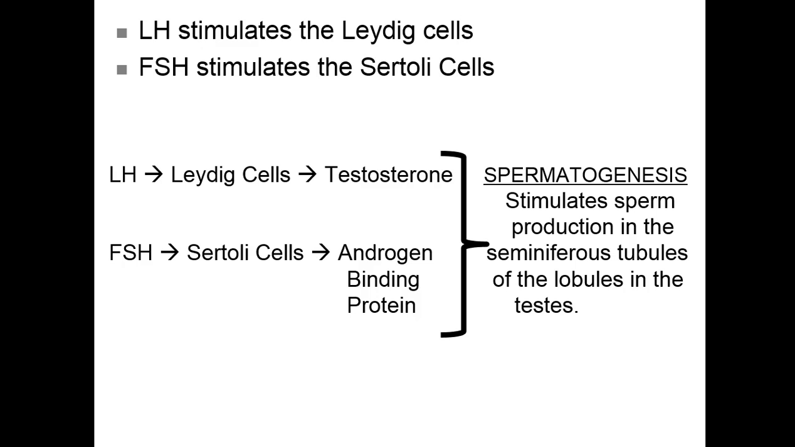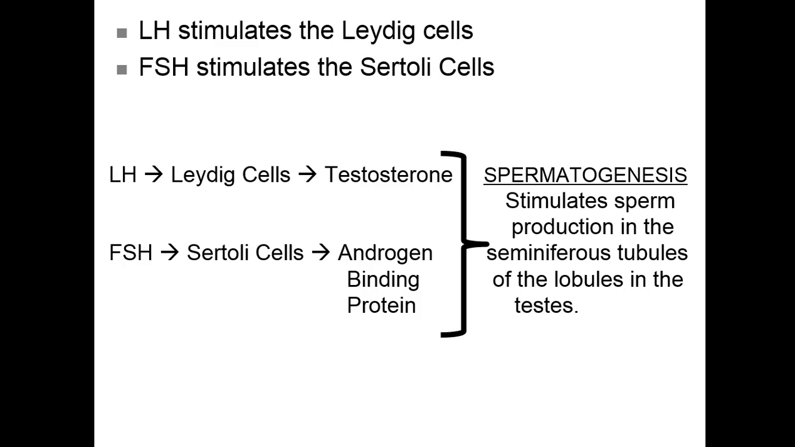At the same time, FSH stimulates the Sertoli cells to start producing the ABH, or the androgen binding hormone. And again, when the androgen binding hormone actually binds to the androgen testosterone, that's going to stimulate sperm production in the seminiferous tubules of the lobules in each of the testes.